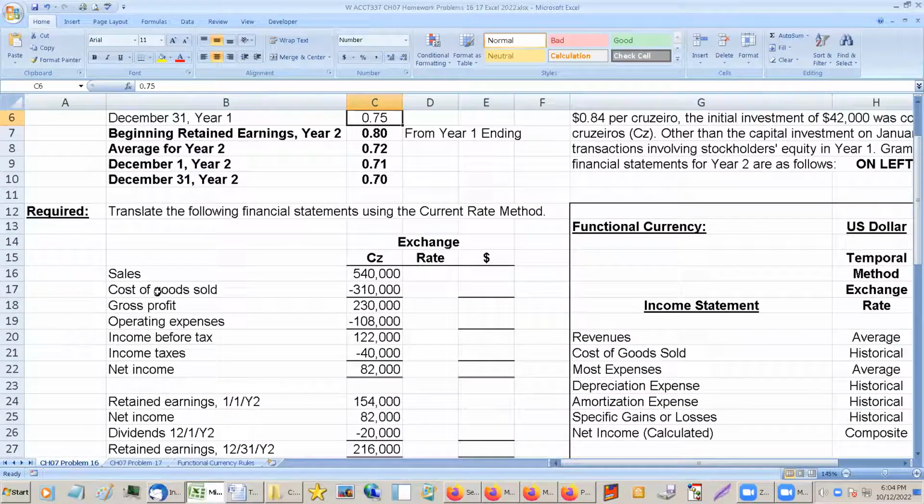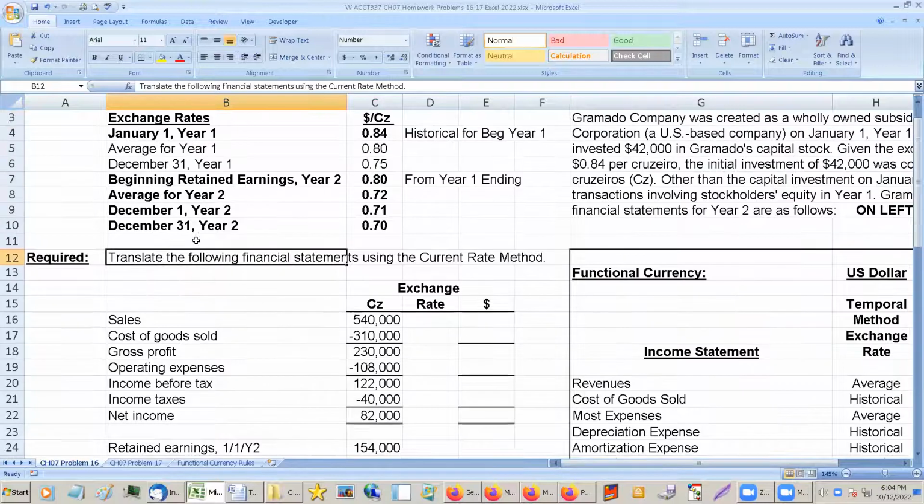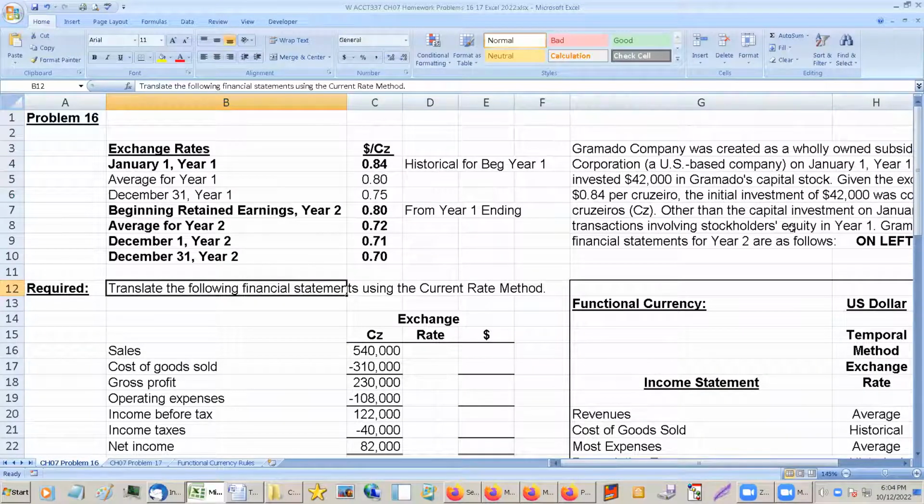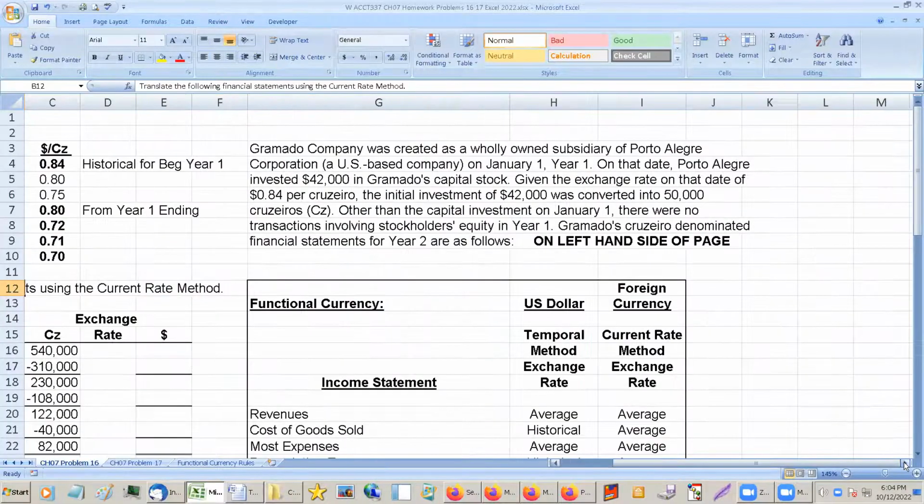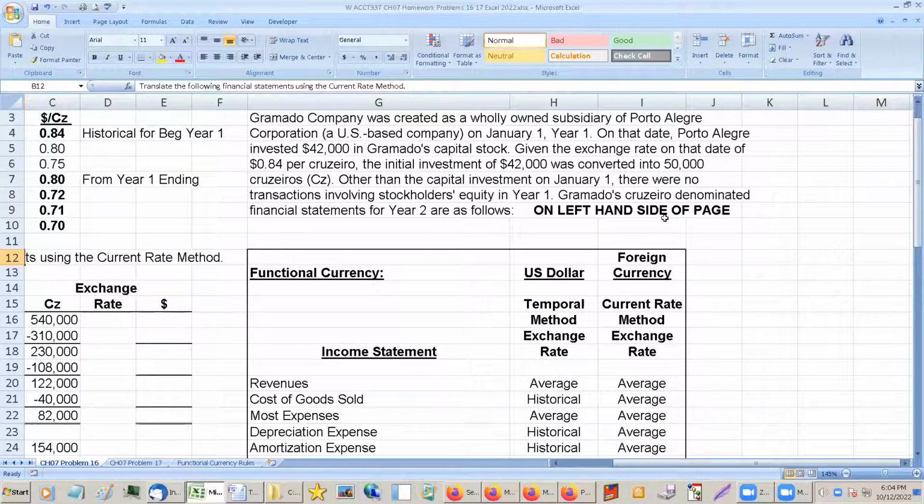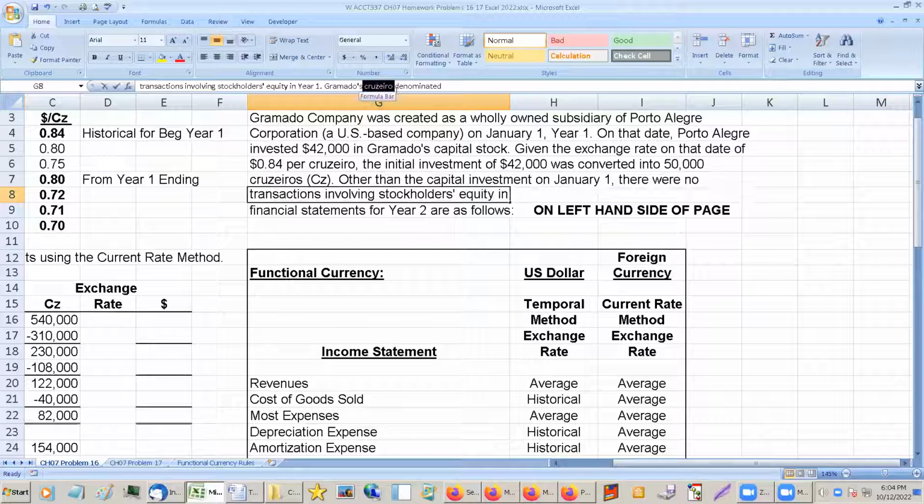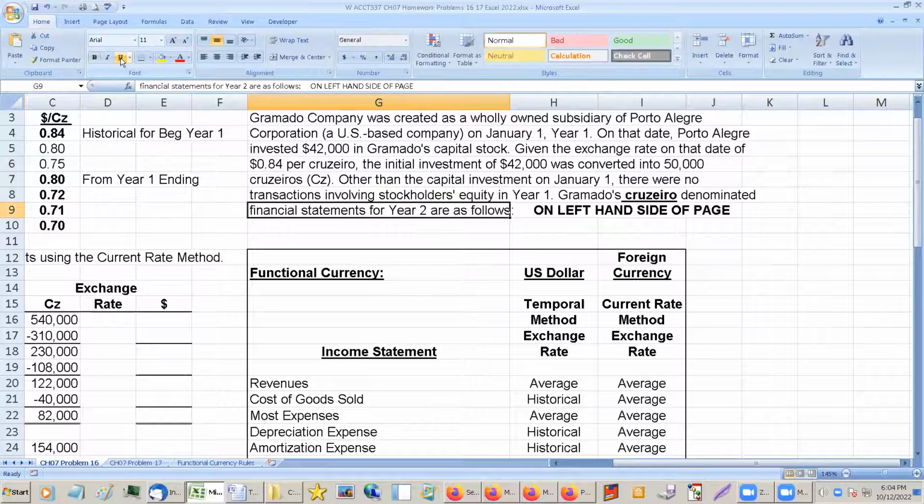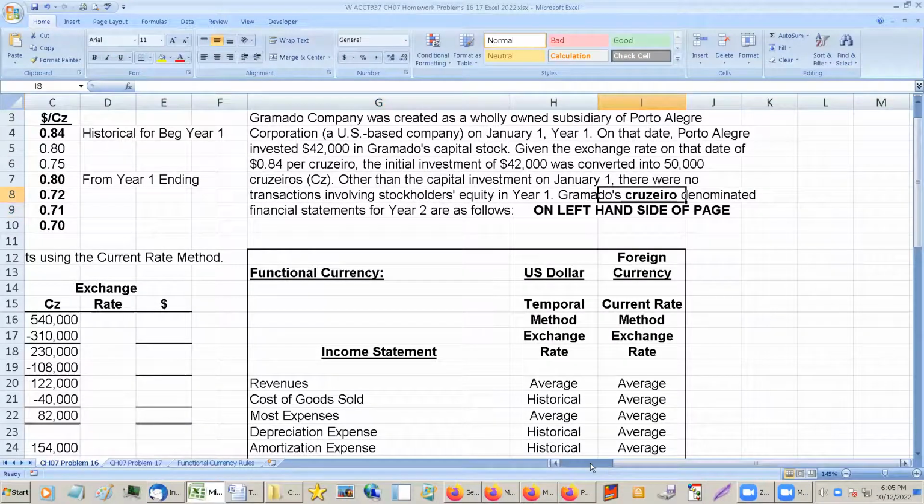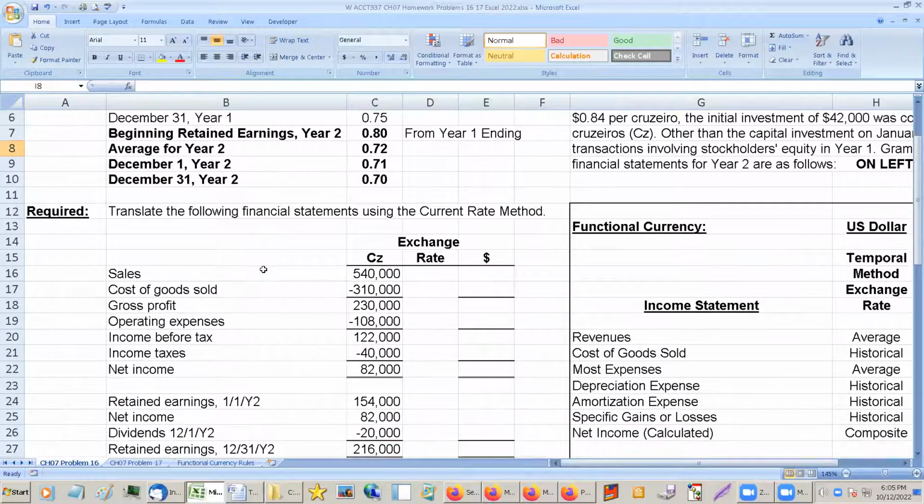Okay, so translate the following financial statements using the current rate method. And let's see, they should give that here. Okay, so the Cruzeiro is what it's denominated in. So they're not changing the money into US dollars. So this will be the current rate method.